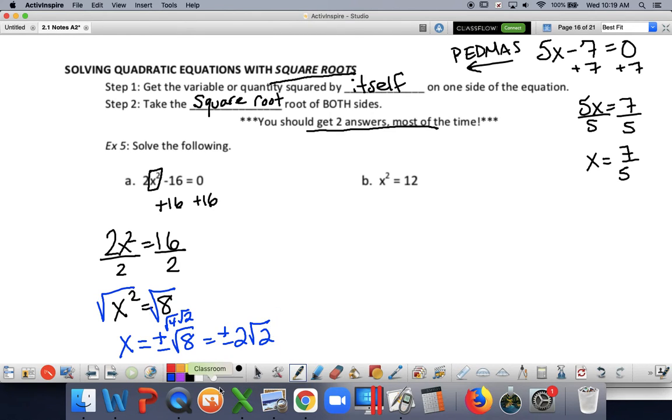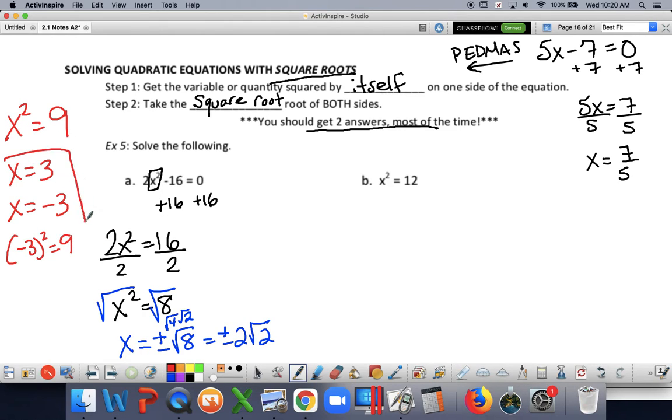Now, why did I have to include the positive and the negative answer? Well, let's think about this, for instance. Say I have a number, and when I square it, I get out 9. Well, x could equal 3, or x could also equal negative 3, right? Remember, negative 3 squared is also a positive number. So because of that, when I'm solving squares, I have to consider both the plus and minus situation.